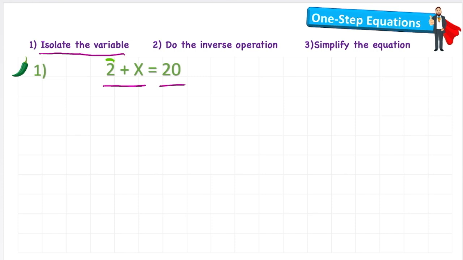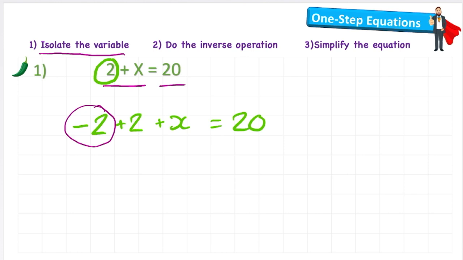So in order to get the x on its own, I need to get rid of this 2. And the only way to get rid of a positive 2 is to add a negative 2. So I'm going to rewrite my question like this. Negative 2, or minus 2, plus 2, plus x equals 20. But remember what we just said, whatever we do to one side, we must do to the other. So we added a negative 2 to this side. I now must add a negative 2 to this side. So I'll put it here. There we go.